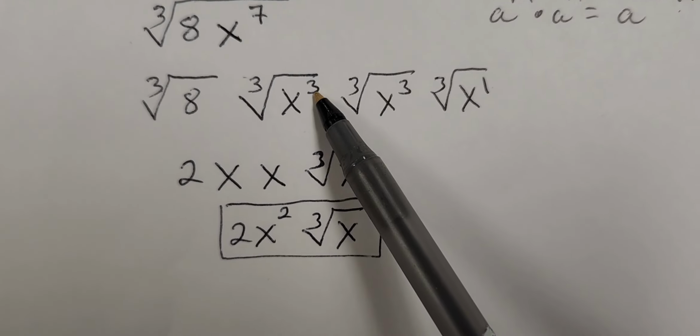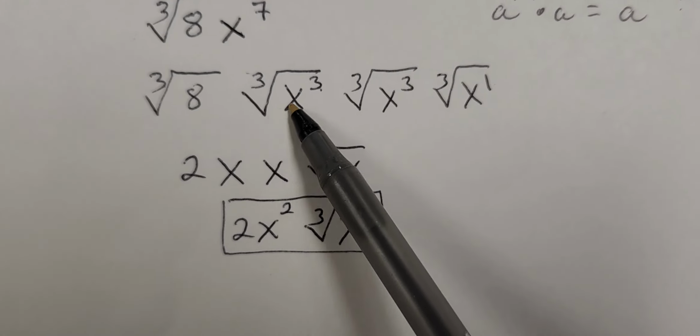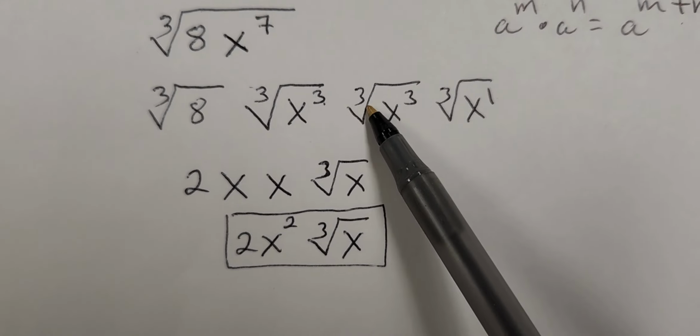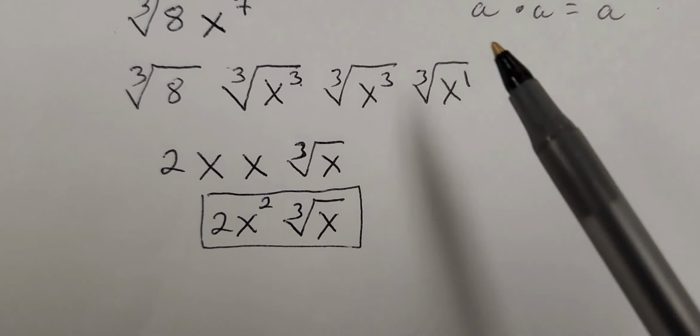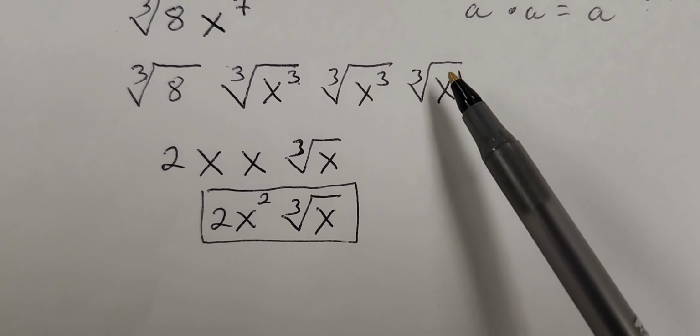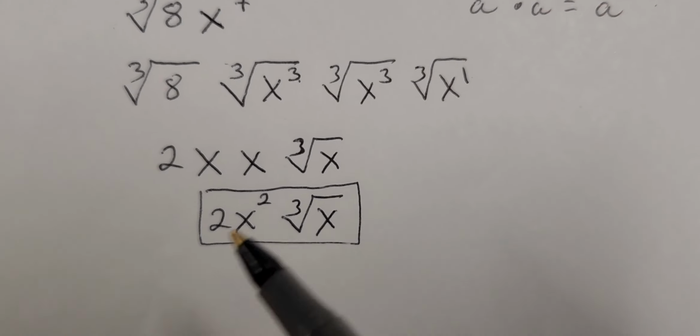This 3 and this 3, they will cancel out. I just have this x. This 3 and this 3, they cancel out. I just have this x. This right here I cannot simplify. I leave it alone.